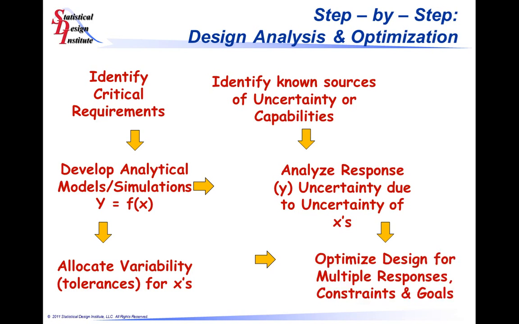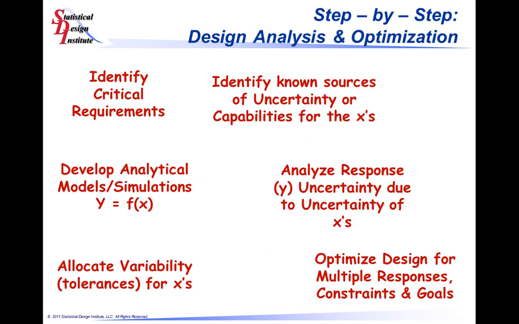Then, given that you have multiple design requirements that you have to satisfy, we can pursue an optimization type problem, where we optimize the design for multiple responses against particular constraints and goals that we may have assigned. So how would we perform this analysis and optimization using the Apogee tool set?